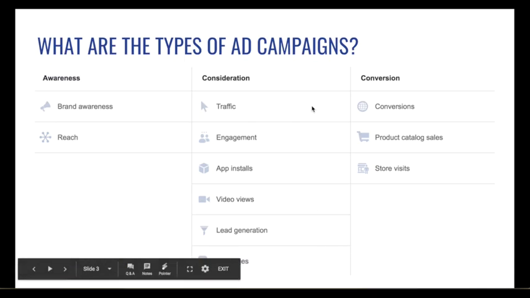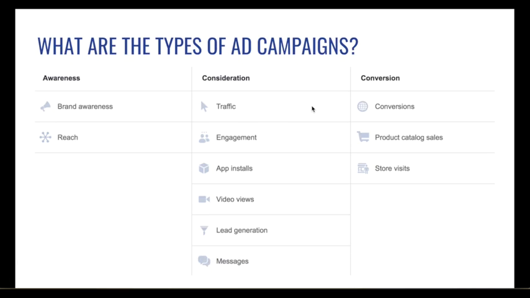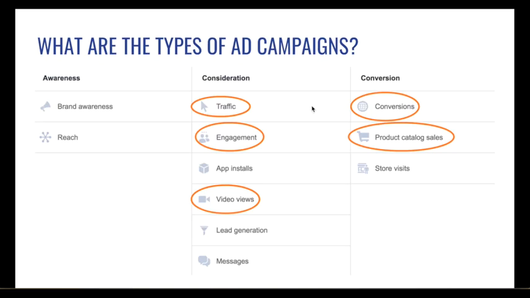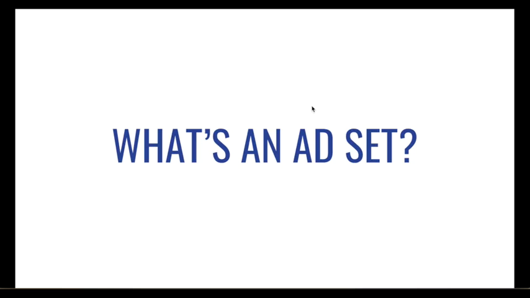So yeah, that is what you would be looking for at the campaign level. Diving in, like I said, traffic, engagement, and video views are the 3 we focus on on that side, and then obviously conversions and product catalog sales are the other ones. So what is an ad set?